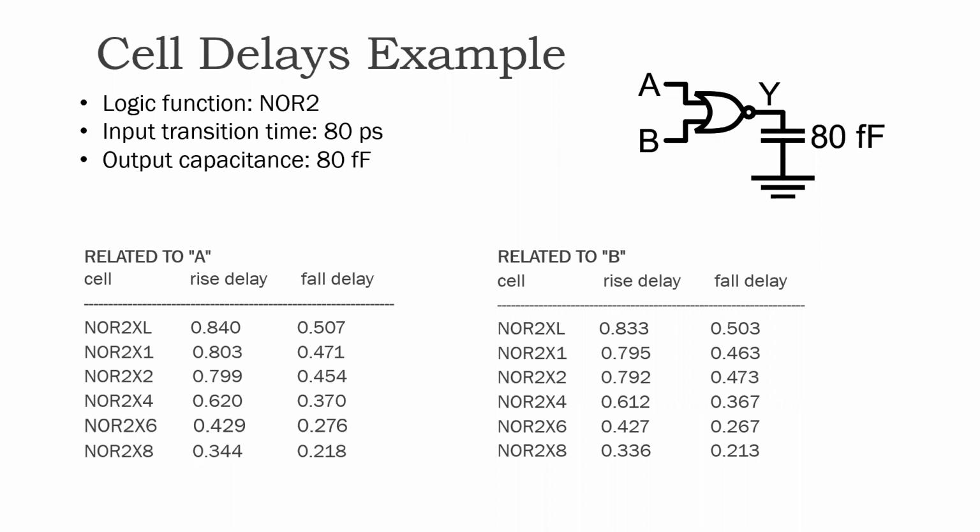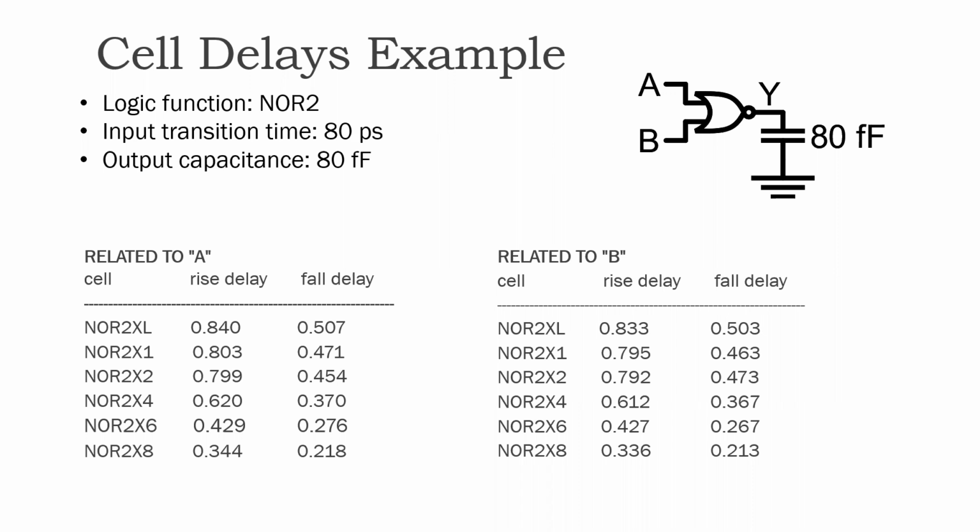That means you just imagine that one of those inputs is tied to 0 and the other input is transitioning, right? It is important that the non-transitioning input is at 0, because if it was at 1, then obviously this NOR gate output will not switch. So just imagine that one input is at 0 and the other input is transitioning, and the transition time of the transitioning input is 80 picoseconds.